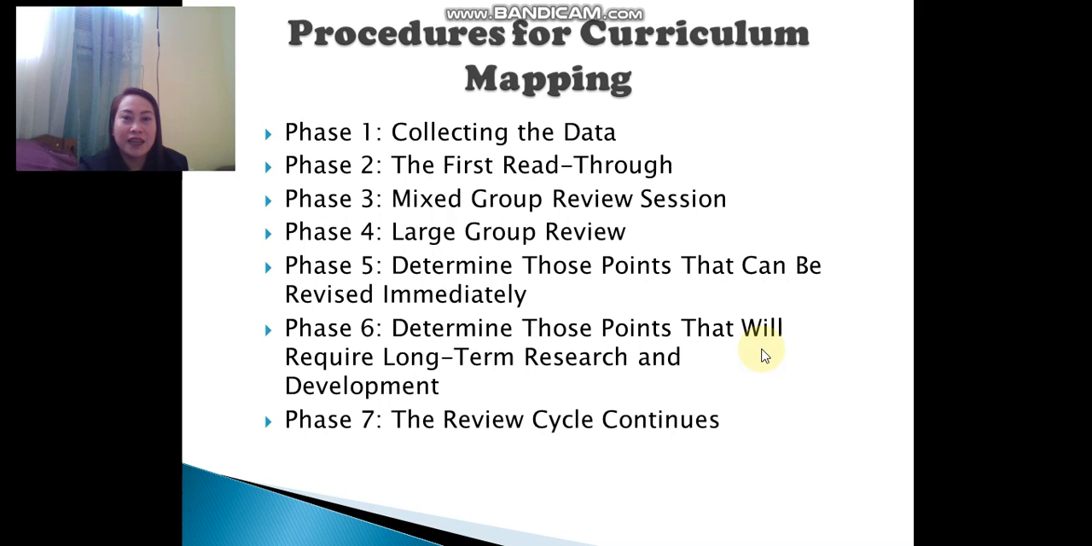Phase 1, collecting the data. Phase 2, the first read-through. Phase 3, mixed group review session. Phase 4, large group review. Phase 5, determine those points that can be revised immediately. Phase 6, determine those points that will require long-term research and development. Phase 7, the review cycle continues.